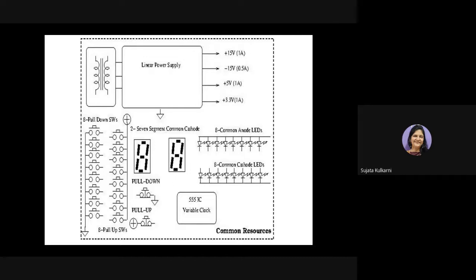So these are some common resources. Let it be any subject or any experiment, most of the digital electronics practicals can be tested and verified by using these components. As you can see, there are 8 plus 8, almost 16 LEDs, common anode 8 and common cathode 8, and 2 7-segment displays, and another 10 plus 10 pull up and pull down switches, which are good enough for almost all digital electronics practicals.